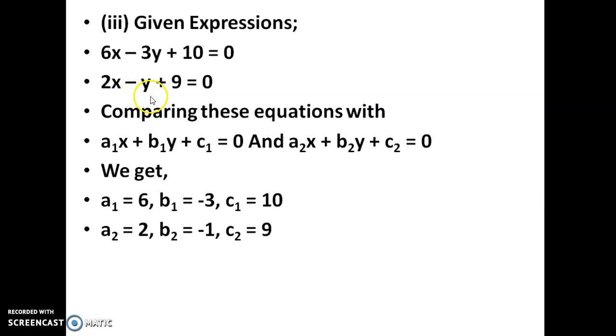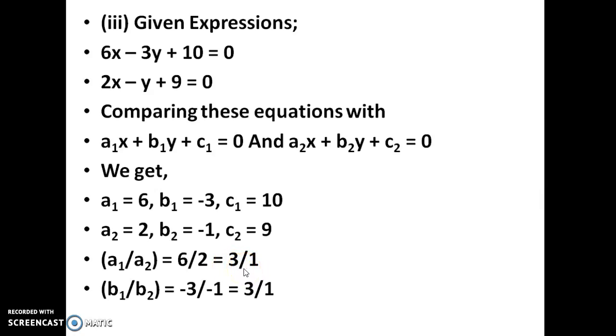B2 is minus 1. Nothing is there means the coefficient is 1, and minus is there, so you will write minus 1. C2 equal to 9. Then A1 by A2, that means 6 by 2, can be simplified to 3 by 1. Then B1 by B2 equal to minus 3 by minus 1, that is also 3 by 1. C1 by C2 equal to 10 by 9. This we can't simplify anymore.